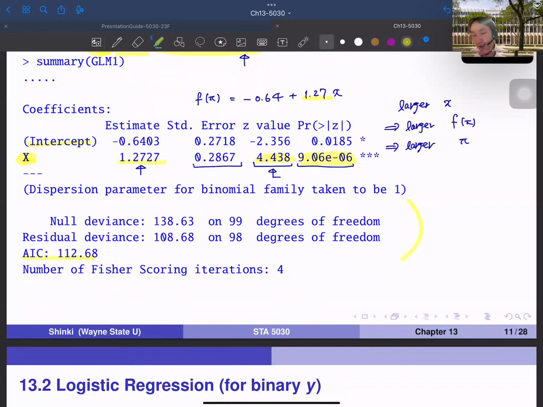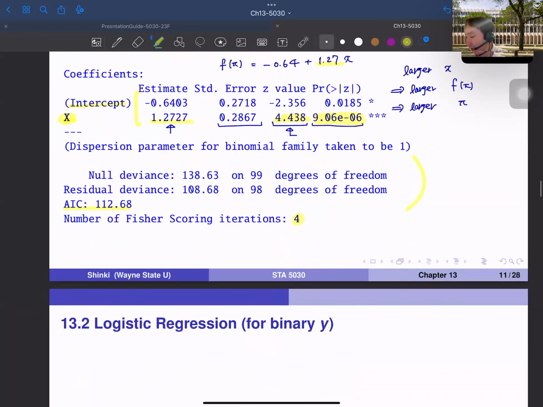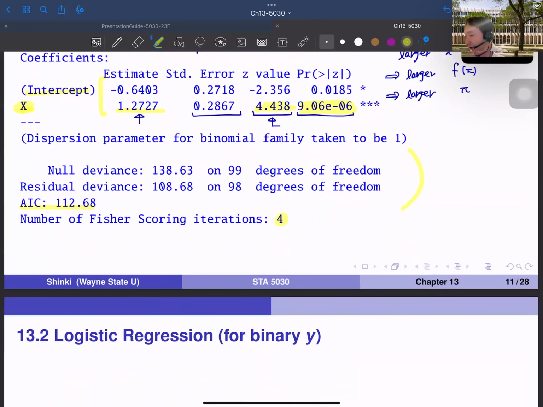AIC is understandable since we have a likelihood function. So we have the AIC value, and you can compare it for future prediction performance. And this is the number of iterations. To find these coefficients, an approximate optimization procedure was implemented, which ran 4 times.